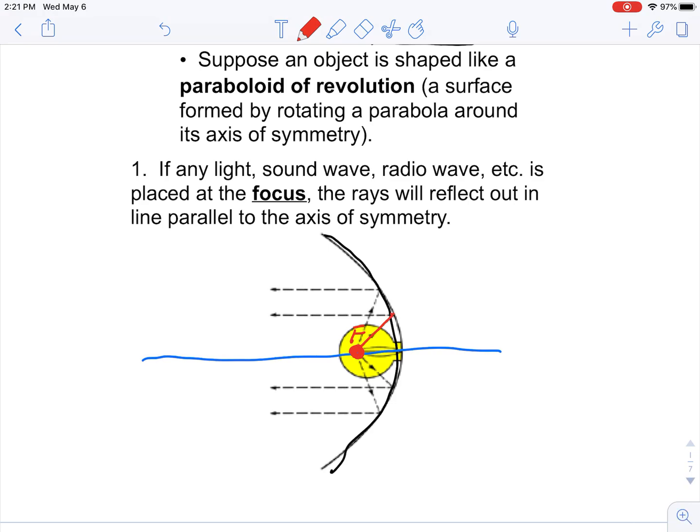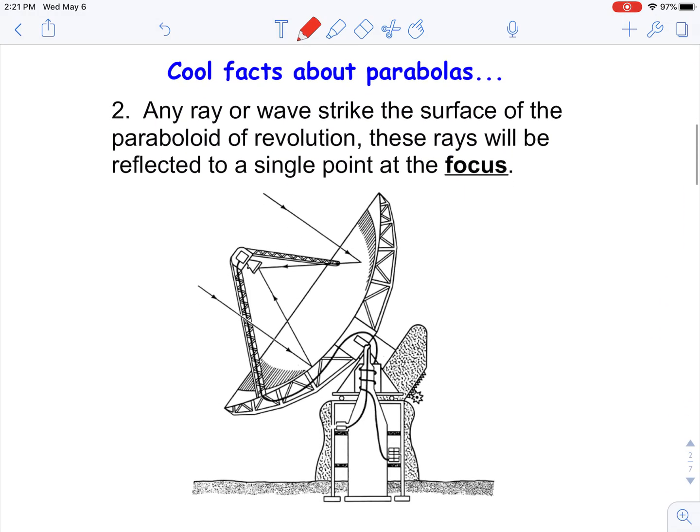What this is saying is that if I place a light bulb here at the focus point, the rays that reflect off that light bulb, when they hit the parabola, will then bounce off the parabola and will always run parallel to that line of symmetry. And again, no matter where those rays hit, even if the ray hits out here, it's still going to bounce off and run exactly parallel.